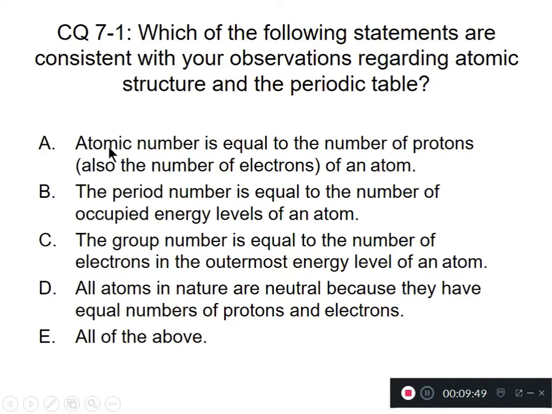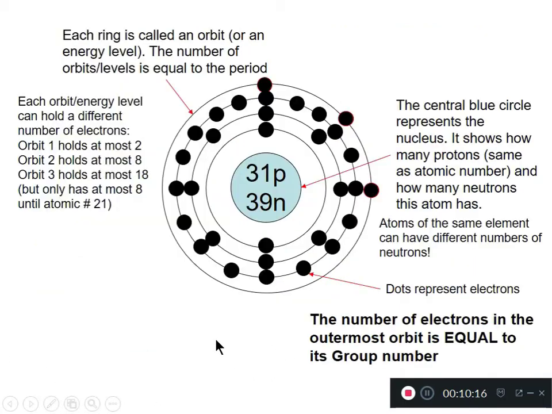Well, I feel pretty confident about this one. Atomic number is equal to the number of protons. We definitely saw that, and it was equal to the number of electrons. I also feel confident that the period number is equal to the number of occupied energy levels of an atom. That's how many circles or orbits I saw. And the group number is equal to the number of electrons in the outermost energy level of an atom. I feel good about that. So once I have 2 that have to be true, I'm in this all of the above. So hopefully we recognize this is all of the above.